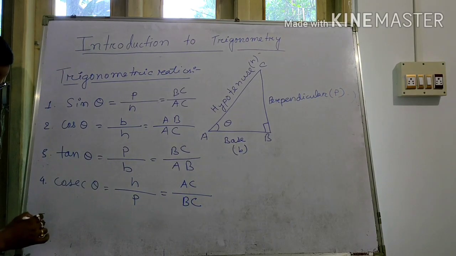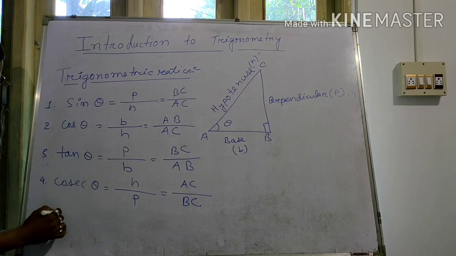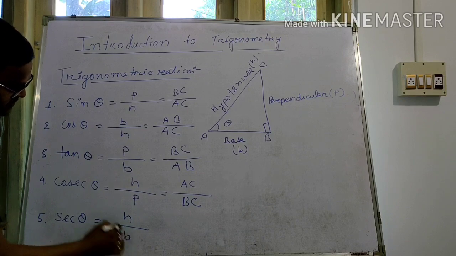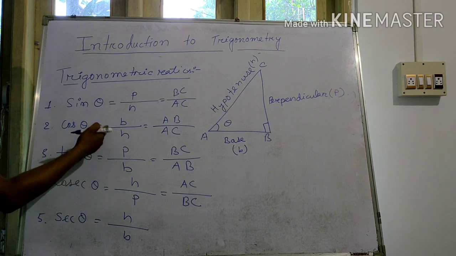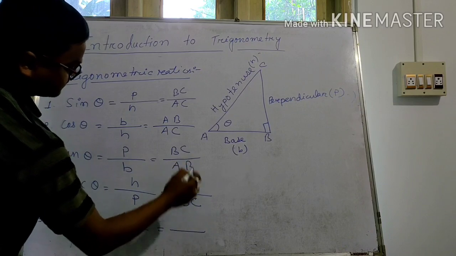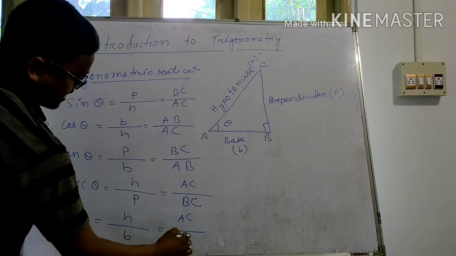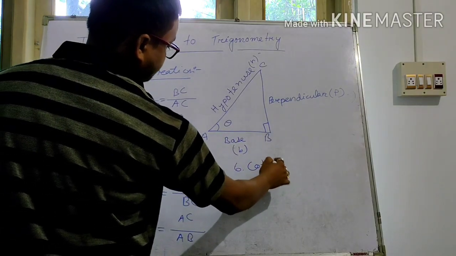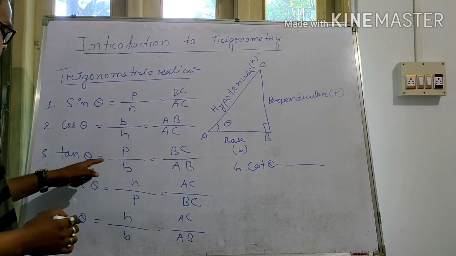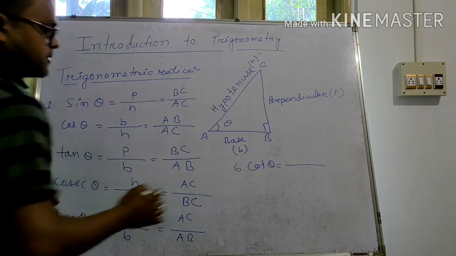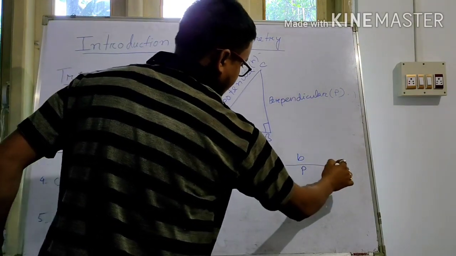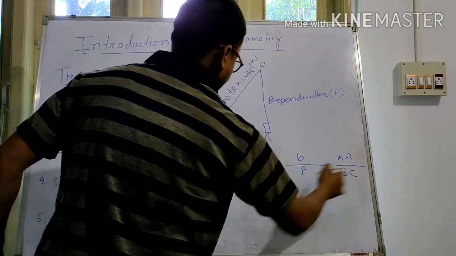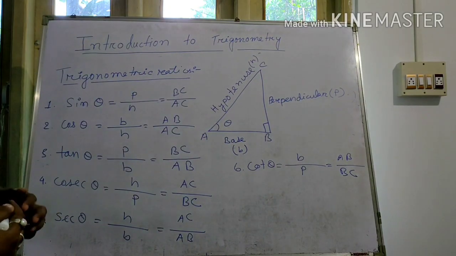And number 5, that is cos theta; the opposite of cos theta is sec theta. You will get hypotenuse by base. This is the hypotenuse, opposite of this cos theta. So here you will get AC by AB. And number 6, that is cot theta, the opposite of tan theta. The opposite of tan theta, P by B, is B by P, that is AB by BC. So these are the 6 trigonometric ratios.